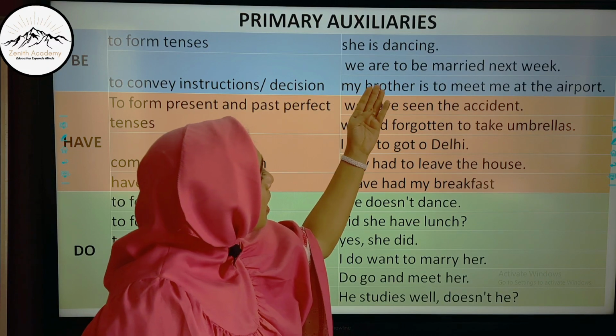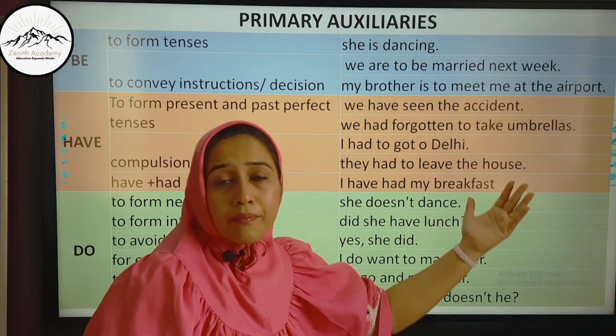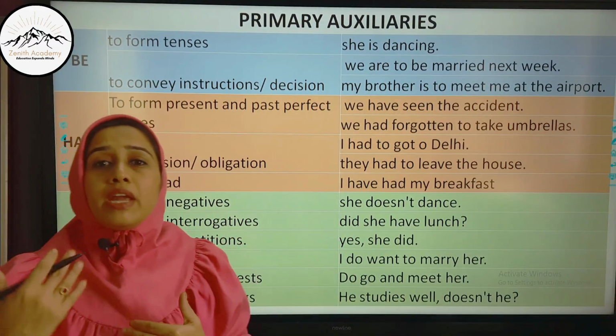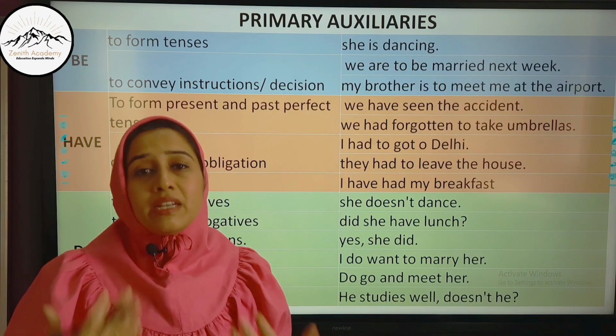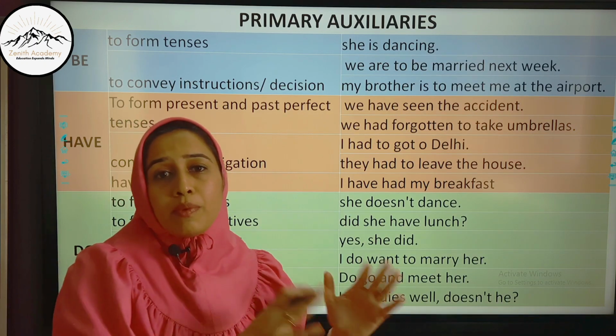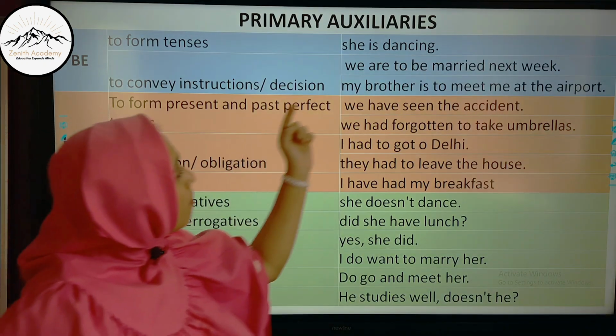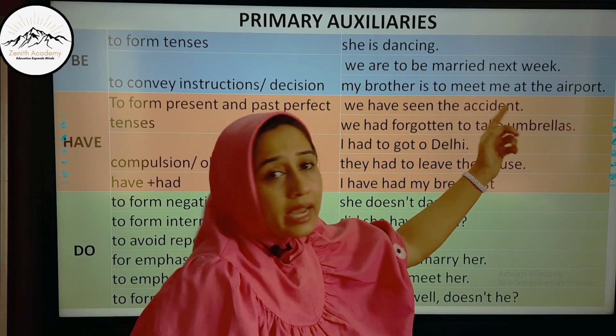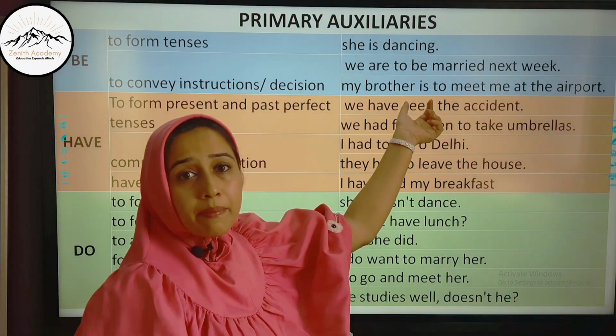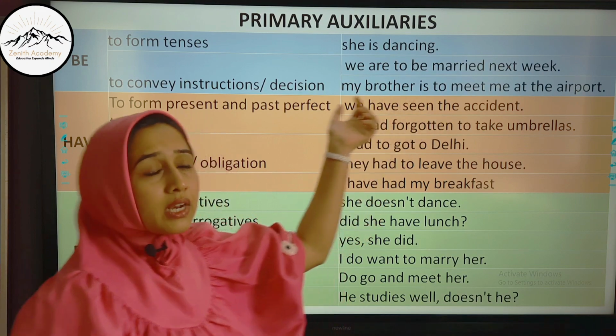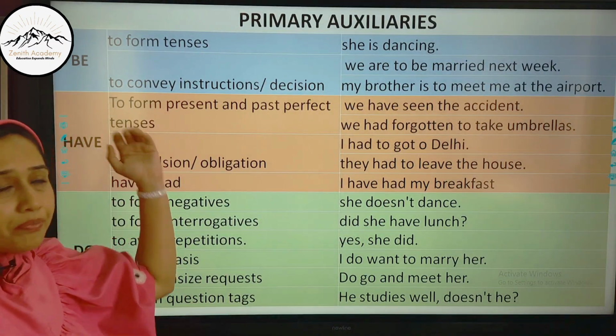First example, we are to be married next week. Now this is where I am conveying what my plan is or what my decision is. We are to be married next week. My brother is to meet me at the airport. Here is the primary auxiliary, and it is one kind of form of the word be.